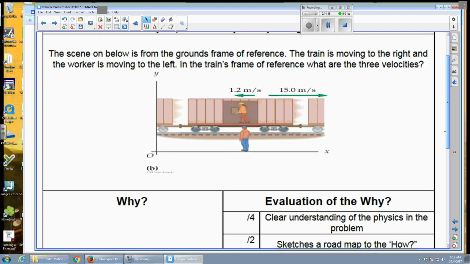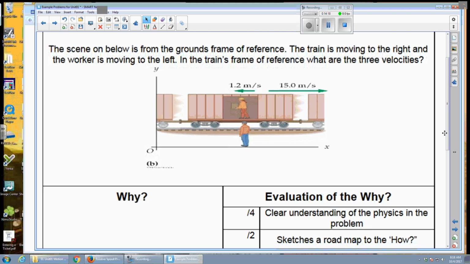So we have a thing in the ground frame of reference. The train is moving to the right, and the worker is moving to the left. In the train's frame of reference, what are the 3 velocities?